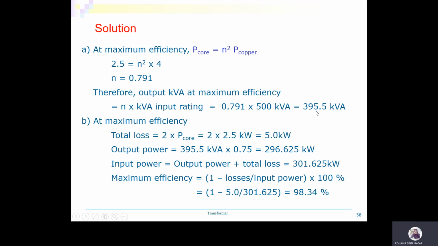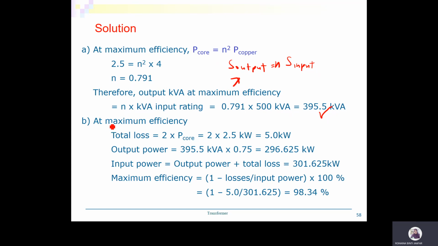You will get 395.5. So this formula is from S output equals N S input. N is from this calculation, 0.791, times your S input, which is 500 kVA. So you will get this value of S output.